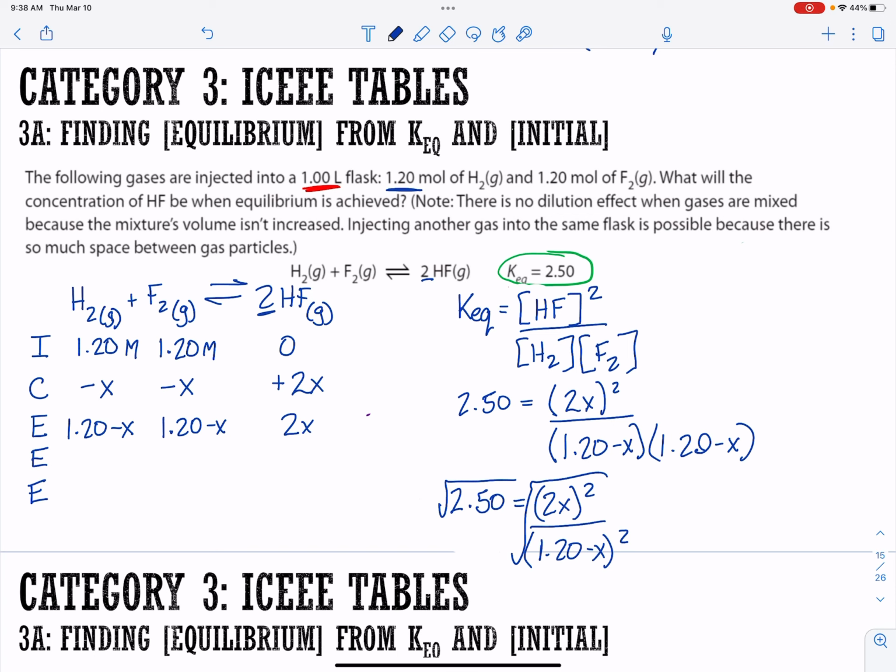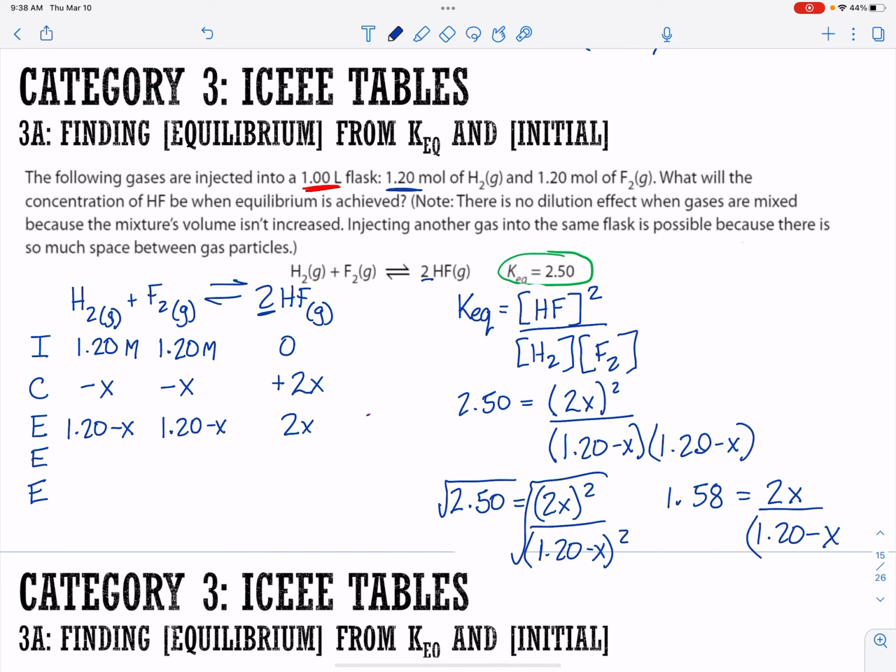Square root of 2.5 is 1.58. Square root of 2x squared is 2x. Square root of 1.20 minus x squared is 1.20 minus x. So now I don't have to worry about those squareds. It makes my equation a lot neater. And what we're going to do is try and solve for x.